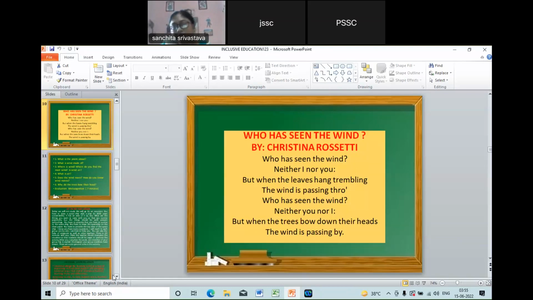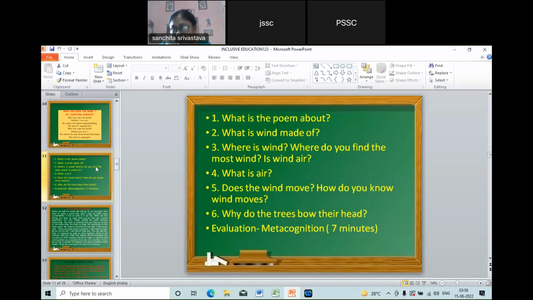Now, I said that we are dealing with a multi-cognitive way of this classroom. So what is the poem about? The poem is an English poem, but it is related to the topic wind. Now, what is wind made up of? Again, the answer is air. Where is wind? That means it is invisible. Where do you find it? Is wind air? What is air? Does the wind move? How do you know the wind moves? Why do trees bow their head?